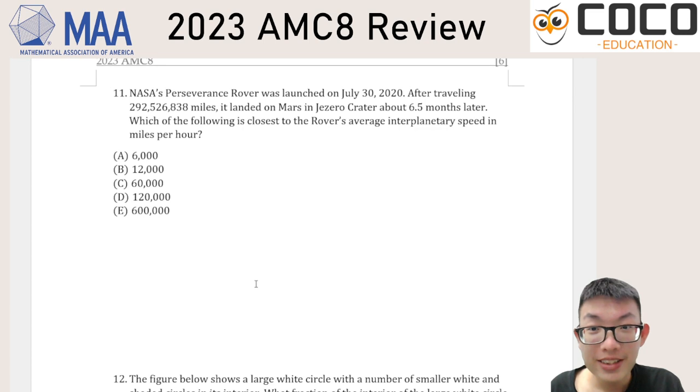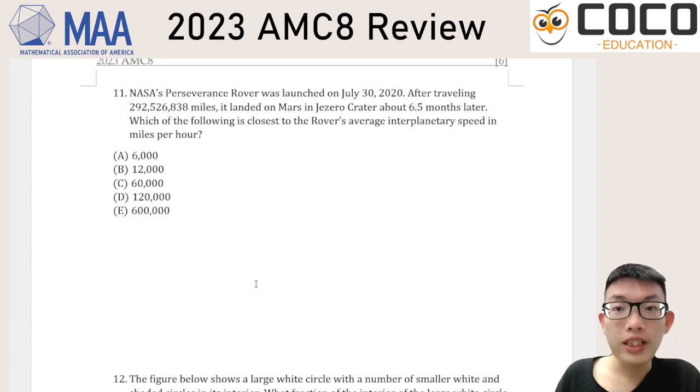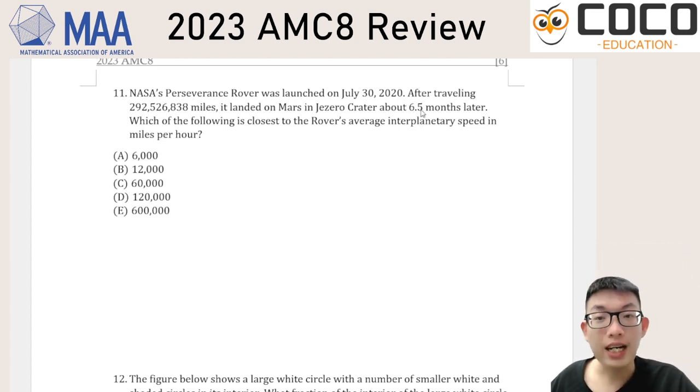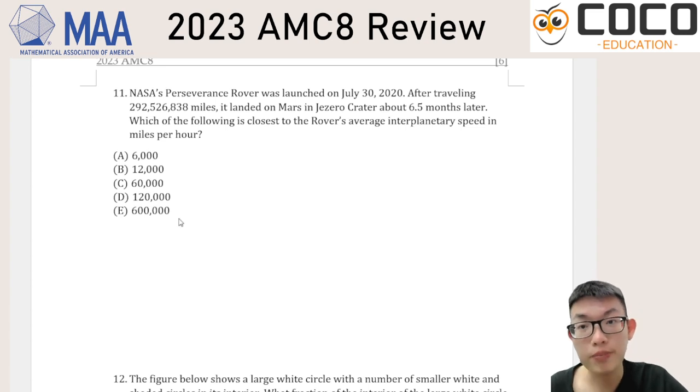Question 11. NASA's Perseverance rover was launched on July 30th. That is completely irrelevant, I think. After traveling 292,526,838 miles, that's a little bit relevant, it landed on Mars about 6.5 months later. Which is closest to the average speed in miles per hour? Okay. So we need to find out how many hours is 6.5 months, and we need to divide.